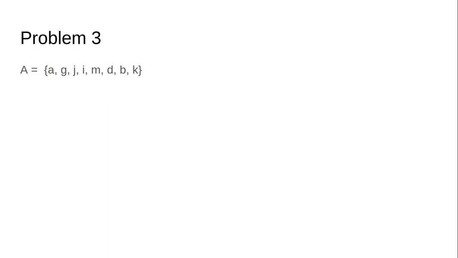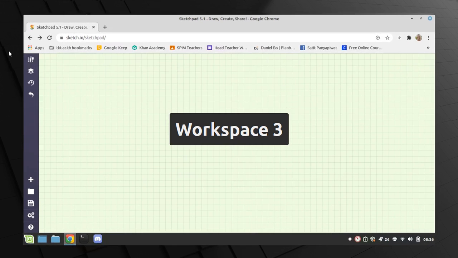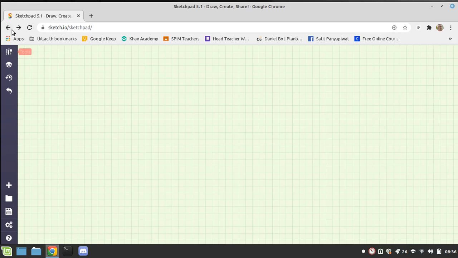Problem number 3, our set A is A, G, J, I, M, D, B, K, and our set B is A, G, J, M, D, B, K. All right, so we want to know, is B a subset of A? So let's look at it.